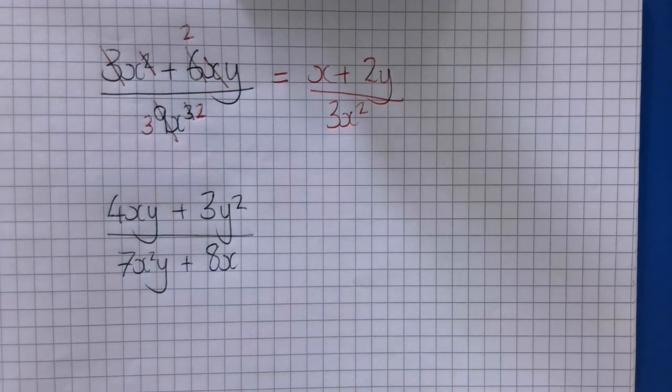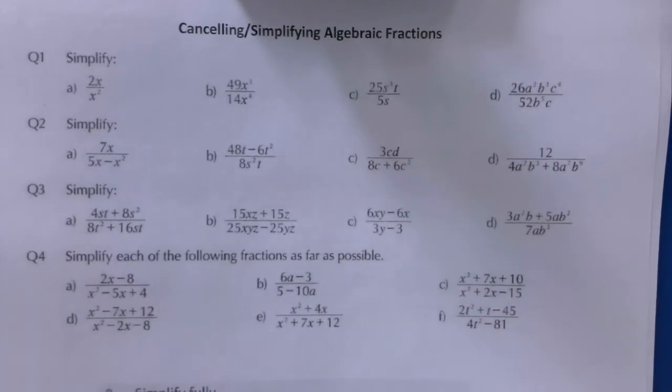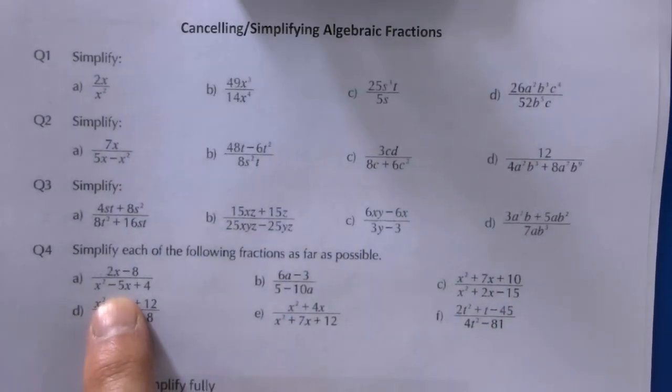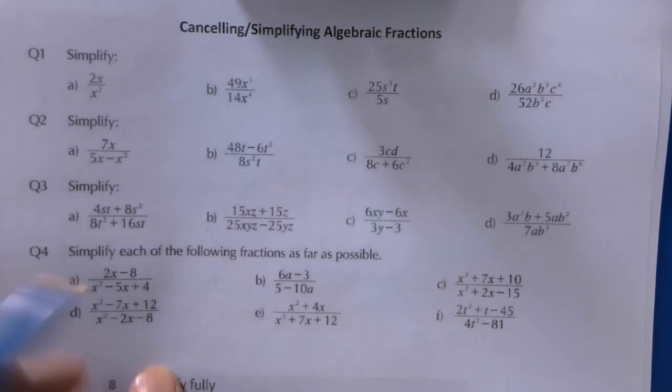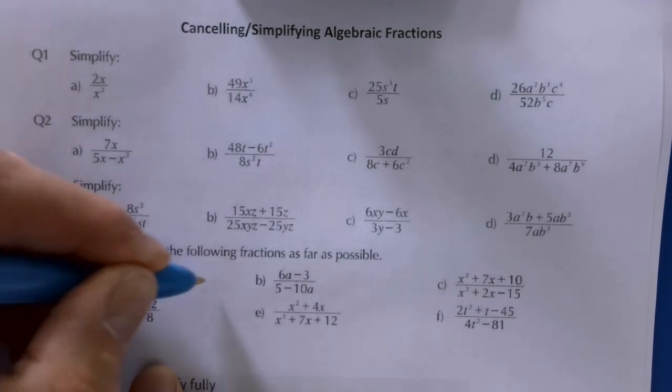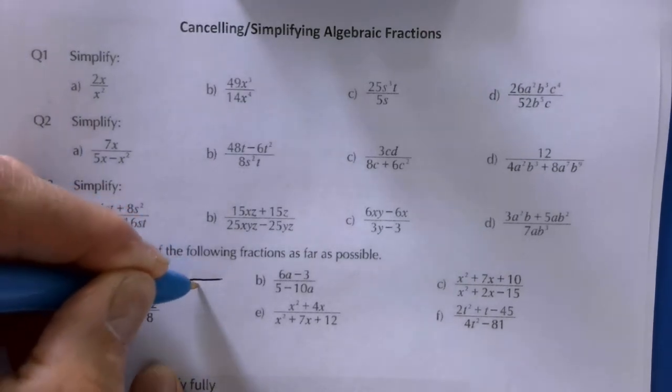Okay, so let's move on to the next step today, and today we're going to do more simplifying, but we're going to throw in some factorising. So let's have a look at question 4 on the attachment. Now I'm hoping that you recognise this denominator as one of the double bracket expressions.